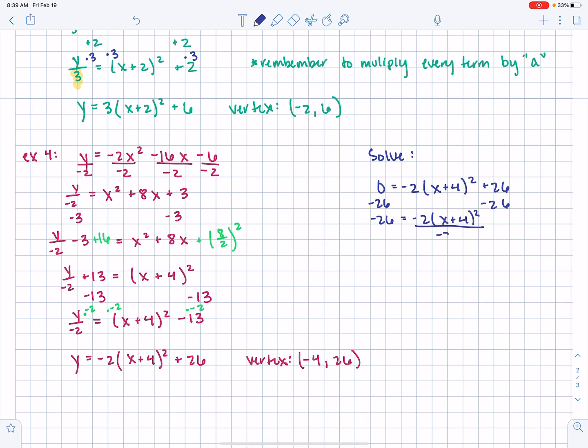So divide by a -2. 13 is equal to x plus 4 squared. Take the square root of both sides. So plus or minus square root of 13 is equal to x plus 4. Subtract 4. So our final answer here is x is equal to -4 plus or minus the square root of 13. I don't know why I flipped it around, but I did. And there is our roots as well as our vertex. All right, great job, everyone. That was my favorite, and I will see you very soon.